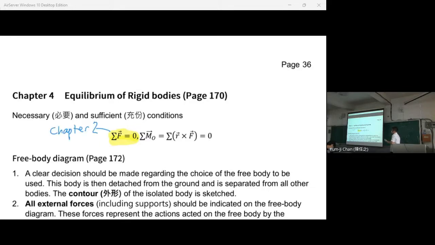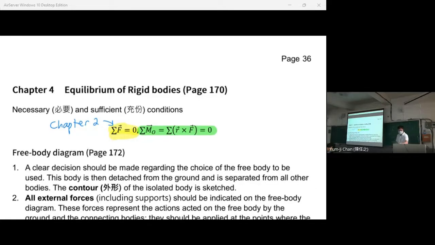For chapter 2, if we don't have motion in the x direction and we do not have motion in the y direction, then we should have summation F equal to 0. Now for chapter 3 we talk about rotation. For something to have no rotation, the total moment about O is also equal to 0. Okay.